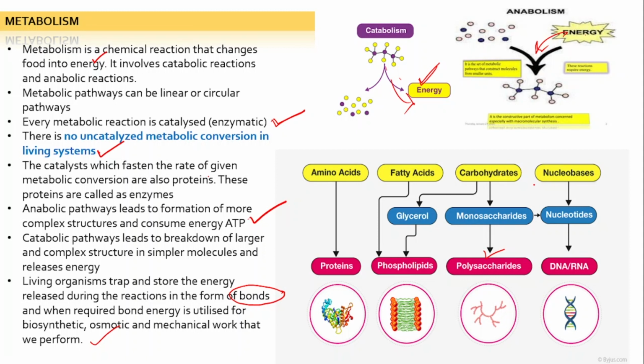So in this section, are we clear? Metabolism means it's a chemical reaction that changes food into energy. For example, here we have two examples of metabolism, including catabolism and also anabolism. In catabolism, the energy is released into the store. Whereas in anabolism, the stored energy is consumed for the reaction. Okay, thank you.